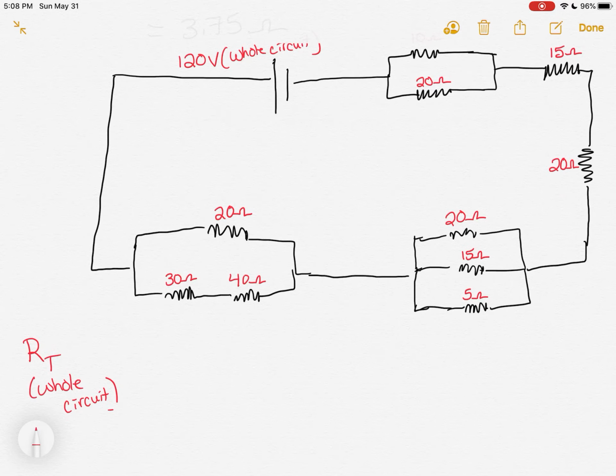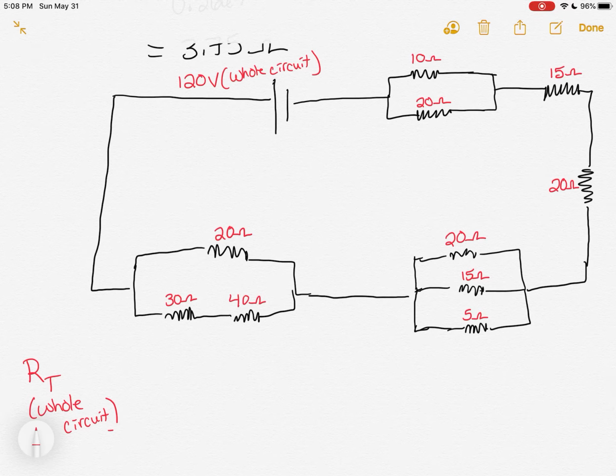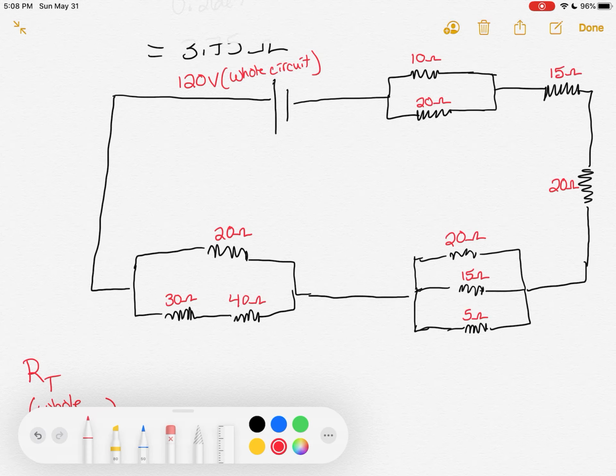So I'm going to start out by finding the total resistance. Now, this is tricky because I have some sections, like at the beginning here with the 10 ohm and 20 ohm, that are in parallel, and some sections that are in series with each other. Okay, so what I'm going to do is group different sections so that I can get to a circuit that is only in series. Okay, and then I can just add the resistors together to get my total resistance.